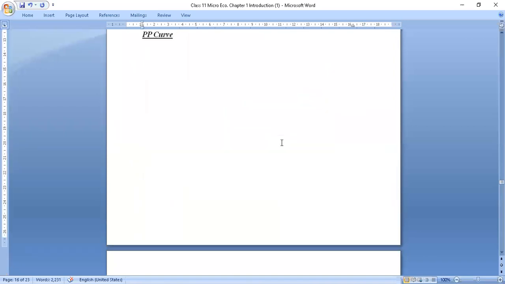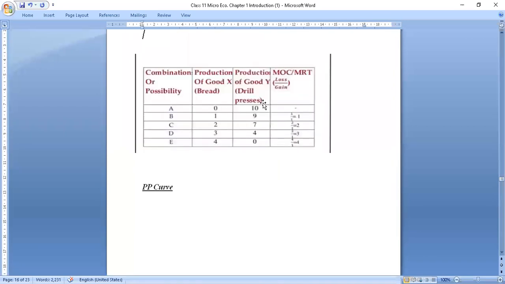अब यहाँ देखिए इस टेबल में, I have already told you, to increase the production by one unit of a good, we have to sacrifice one here. Then to increase the production by another one unit, we have to sacrifice 2 units. Then again we have to sacrifice 3, then 4. It means the sacrificing ratio always goes on increasing. So this is known as MRT. Here I have calculated loss upon gain.